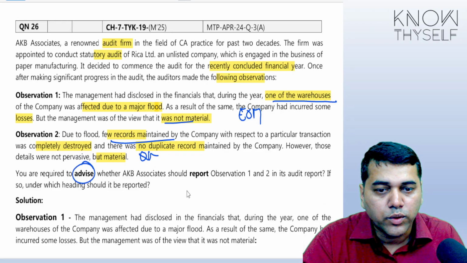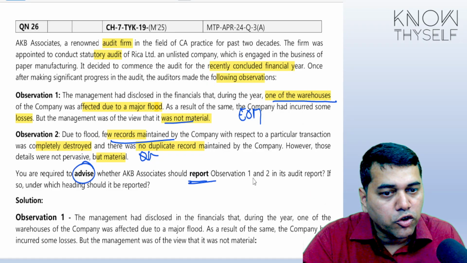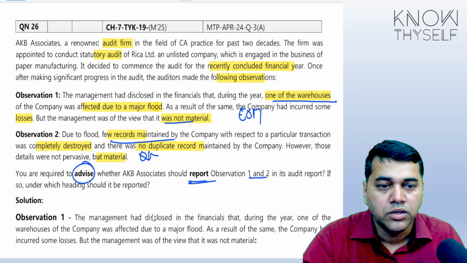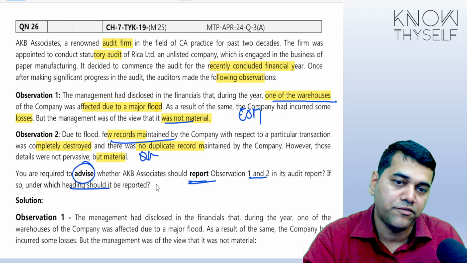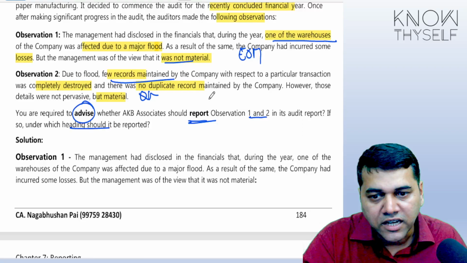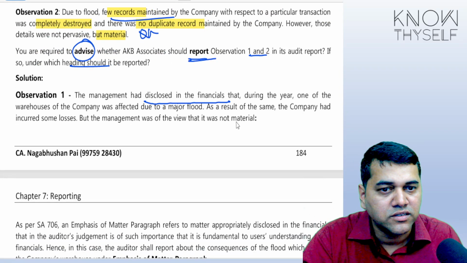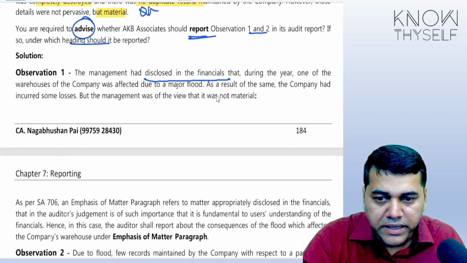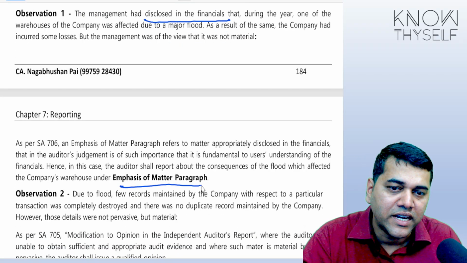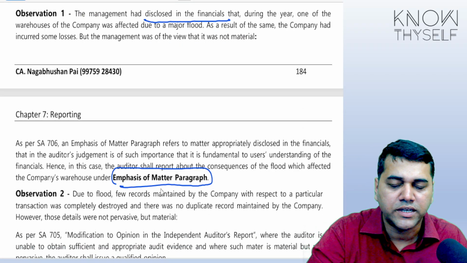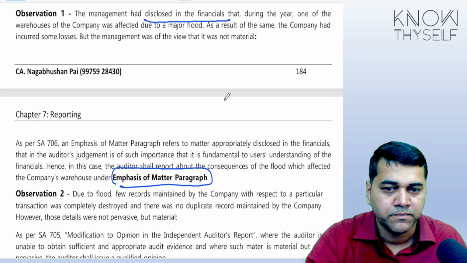You are required to advise how you should report observation 1 and 2 in the report. If so, under which heading? Very beautiful thing. So you can say that observation 1 is related to the management having disclosed it in the financials, so it was not material also. So you can quote it as an emphasis of matter. You can say what is emphasis of matter and say it should be disclosed as an emphasis.